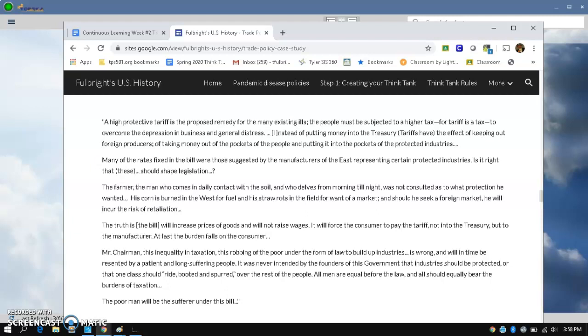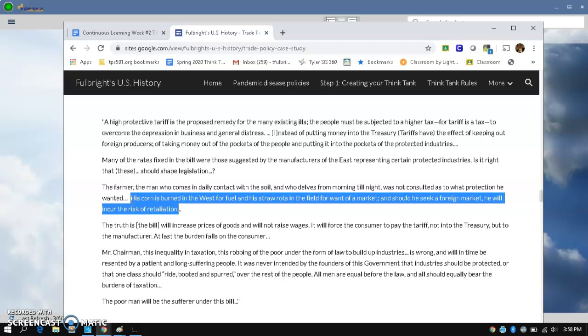Think about this. If people have to pay more for goods because those goods are made in America, how much more is it going to lead to them having to pay? More, obviously, right? The farmer, the man who comes in daily contact with the soil and who delves from morning till night, was not consulted as to what protection he wanted. His corn is burned in the West for fuel, and his straw rots in the field for want of a market. And should he seek a foreign market, he will incur the risk of retaliation.